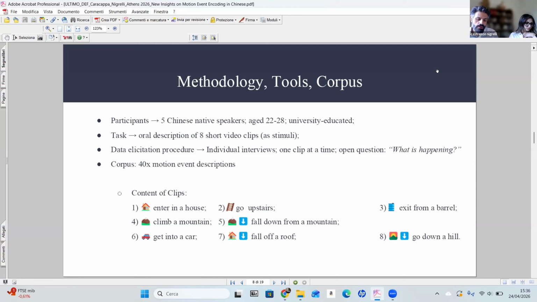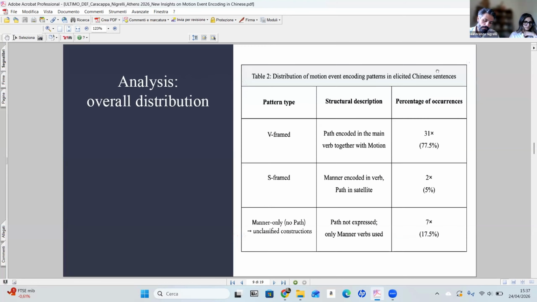In the first video, the characters enter a house. In the second, they go upstairs. In the third, a character comes out of a barrel. In the fourth, a character climbs a mountain. In the fifth, the character falls from a mountain. In the sixth, the characters get into a car. In the seventh, a character falls off a roof, rolling down. And in the eighth and final video, the characters go down a hill hopping.